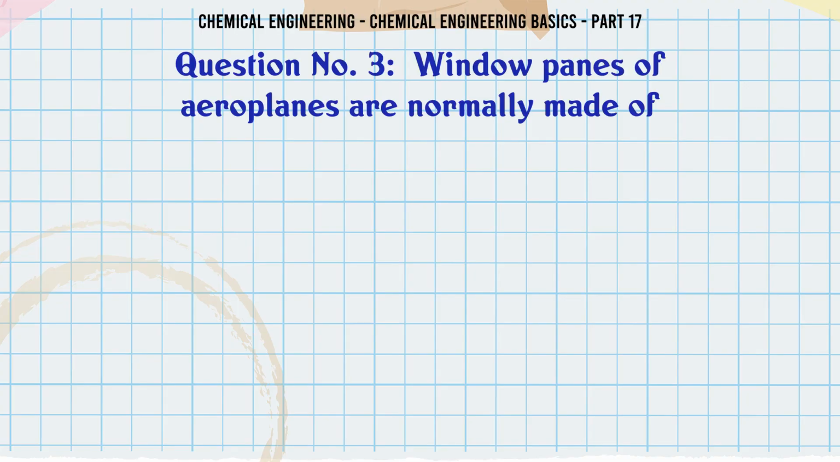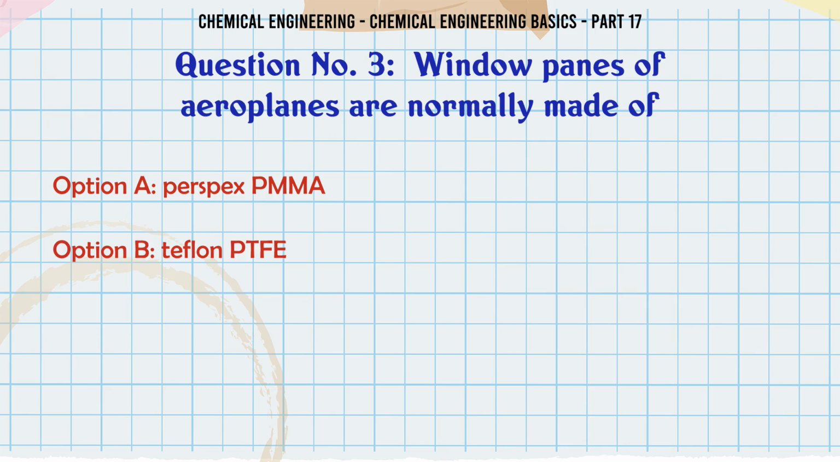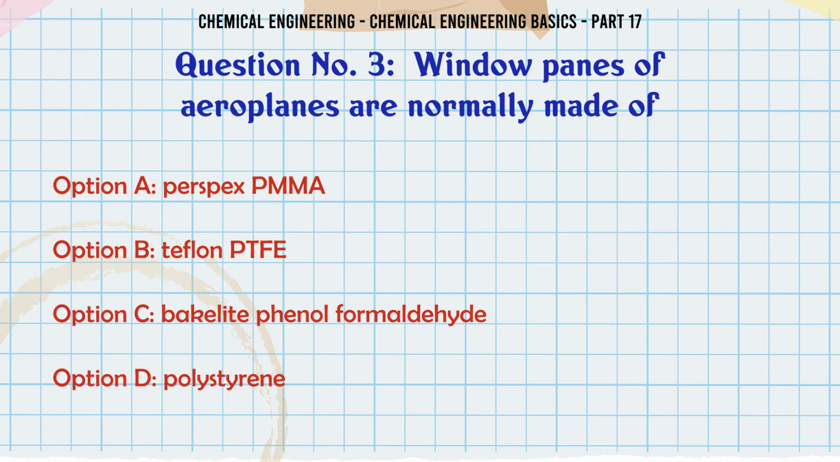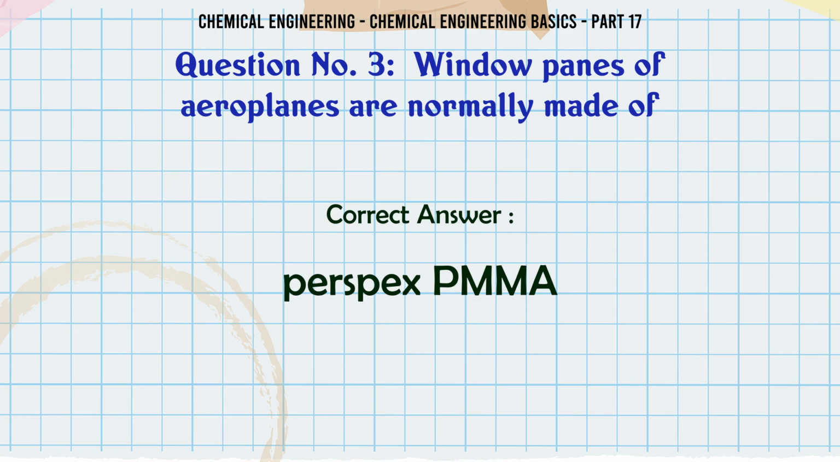Window panes of aeroplanes are normally made of A. Perspex PMMA, B. Teflon PTFE, C. Bakelite phenol formaldehyde, D. polystyrene. The correct answer is Perspex PMMA.